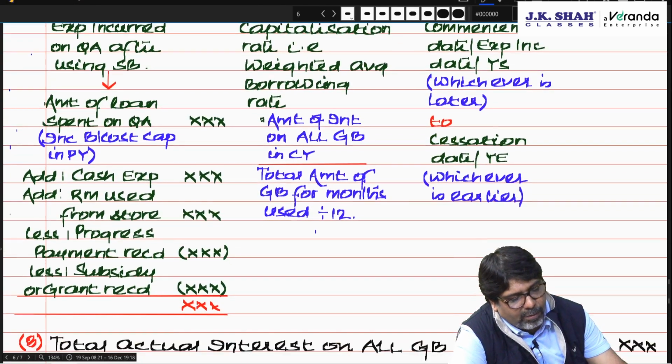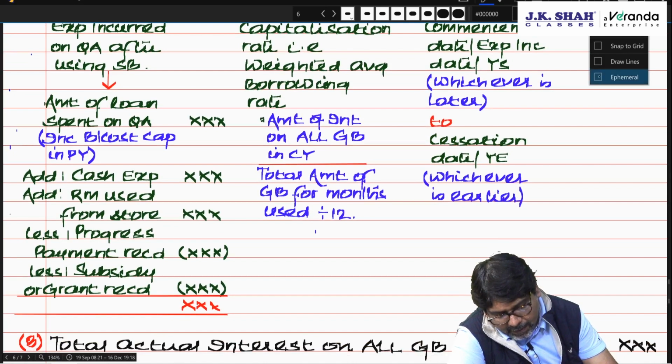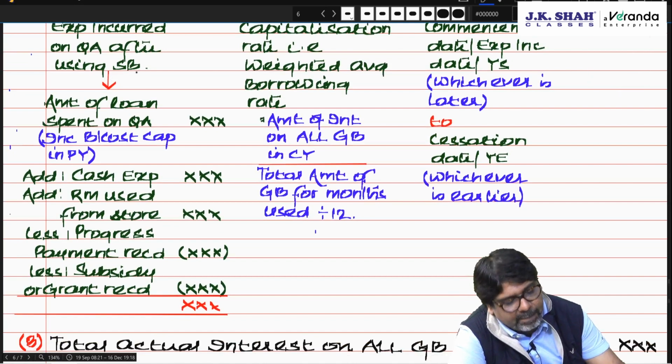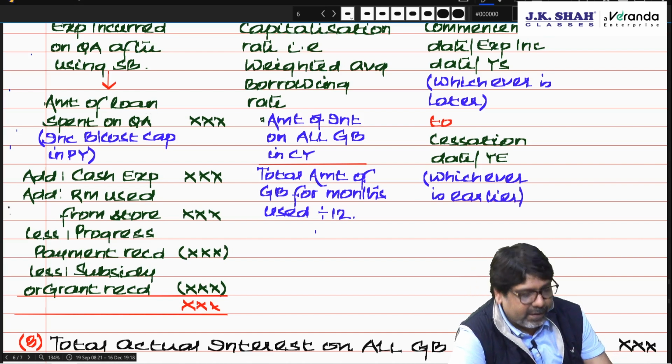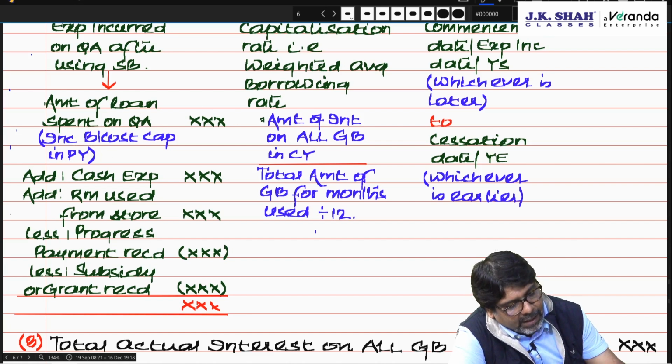Amount incurred on qualifying asset after using specific borrowings. Amount of loan spent on qualifying asset, including borrowing cost capitalized previous year. Add cash expenditure, add raw material used from the store, less progress payment received, less subsidy or government grant received.